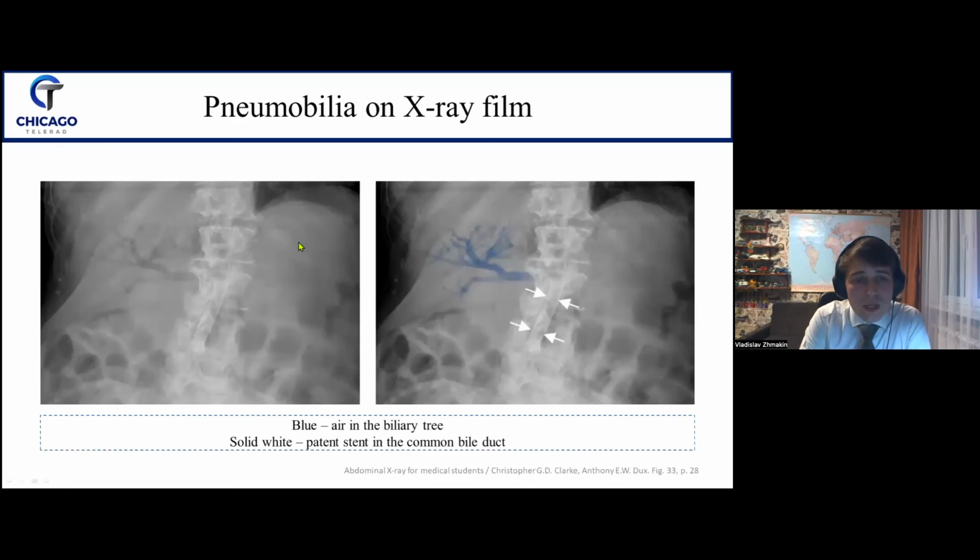These are two plain films showing, on the left, a tree-like lucency projected over the right upper quadrant, and on the right, with the hint, the air in blue, and also a cylindric metallic density projected over the lumbar spine. This is a patent stent, and it's interesting that in some articles, in some studies, they decrease when the air in the biliary system disappears or decreases in amount.